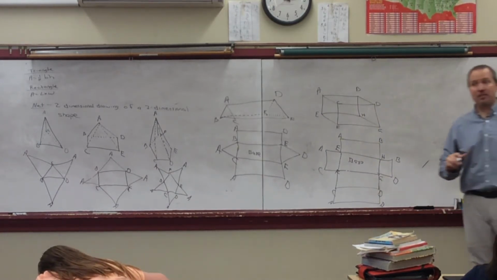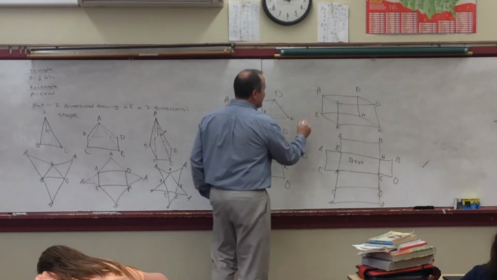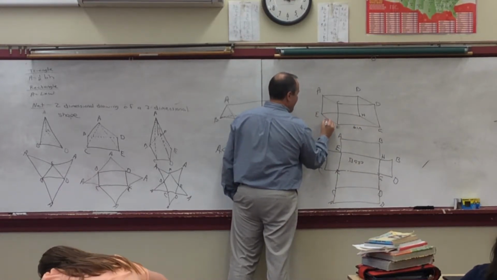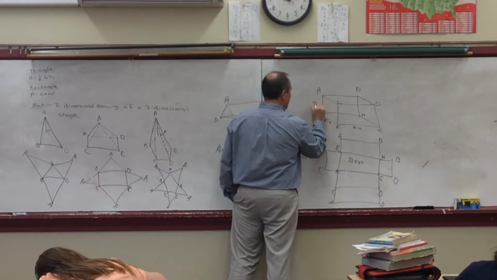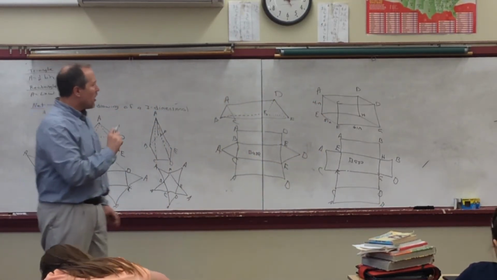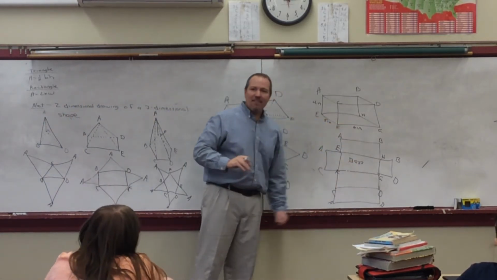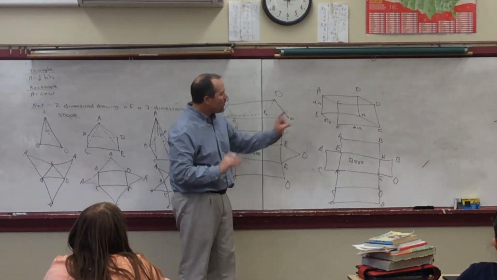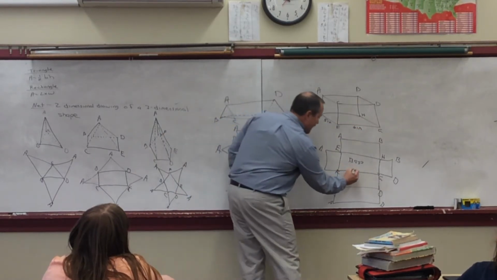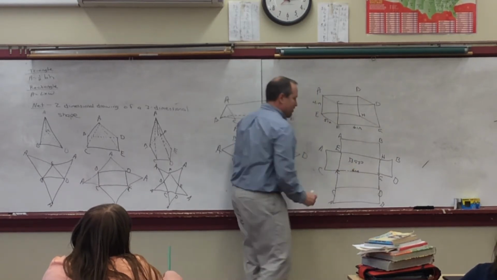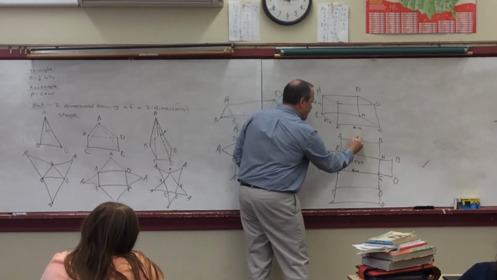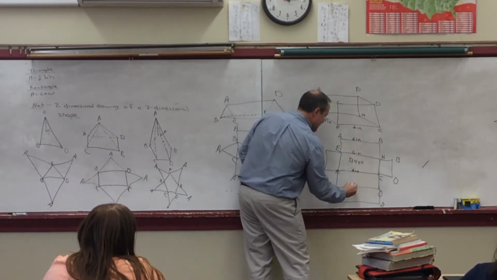Now, the easy part is finding the surface area. Let's say that this is 6 inches, this is 5 inches, and this is 4 inches. Okay? Now, what we're going to do is label all the sides of our net. Now, what do we know? We know that FG is 6 inches, right? So, right here, here's FG, 6 inches.